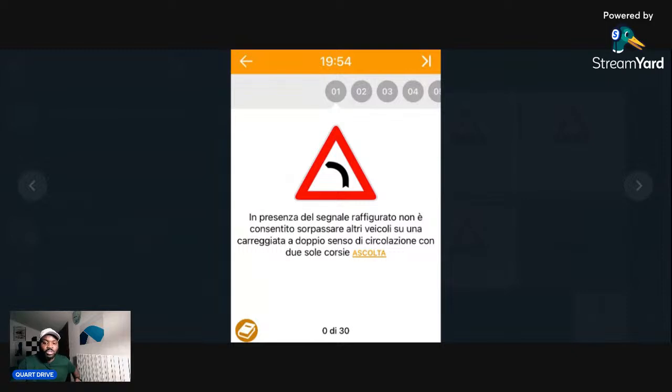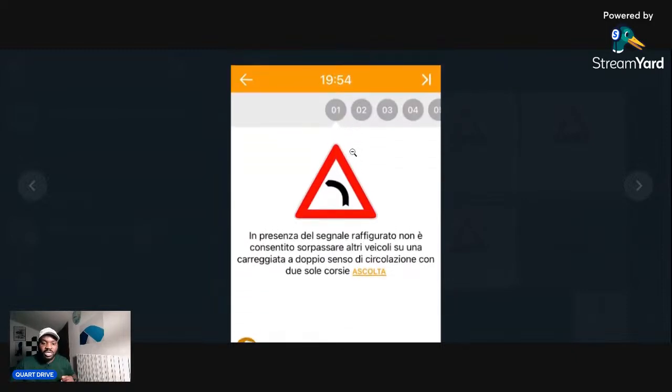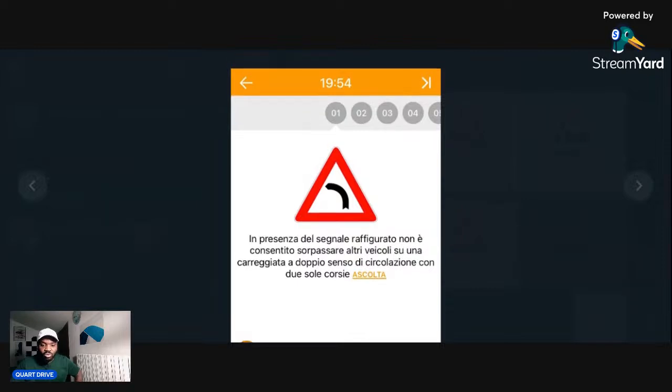Okay, the first question under SEGNALI di PERICOLO says: in presenza di segnale raffigurato non è consentito sorpassare altri veicoli su una carreggiata a doppio senso di circolazione con soli corsia. This one is saying that in the curve, you are not allowed to overtake a car in front of you, on a road having only one corsia. And the answer here is what?